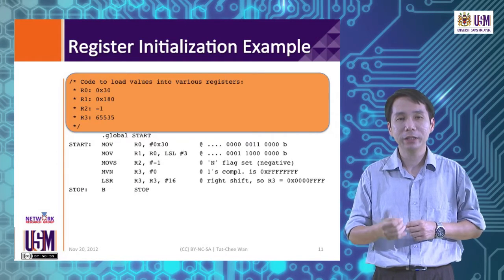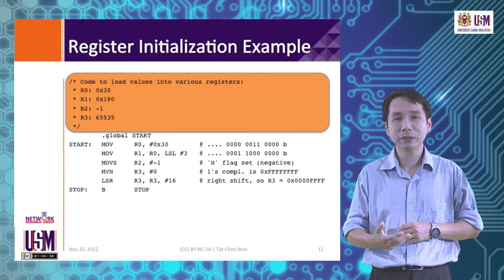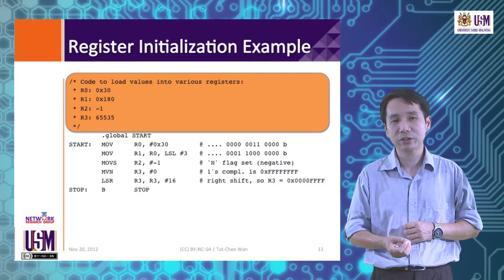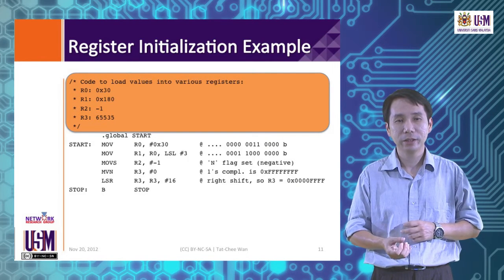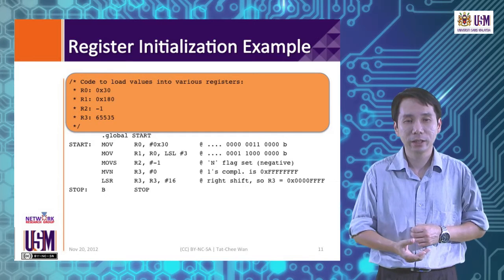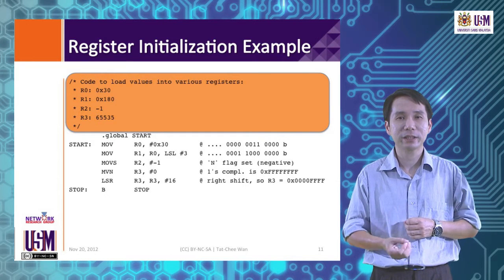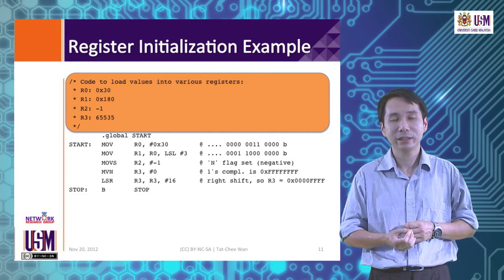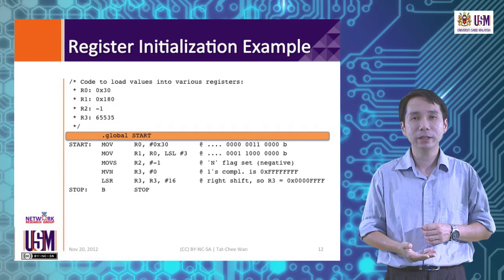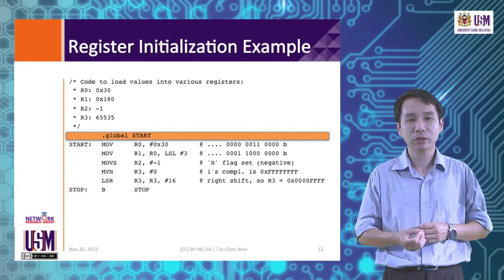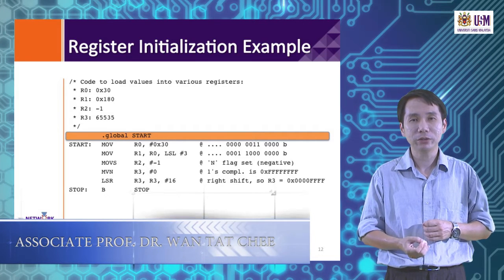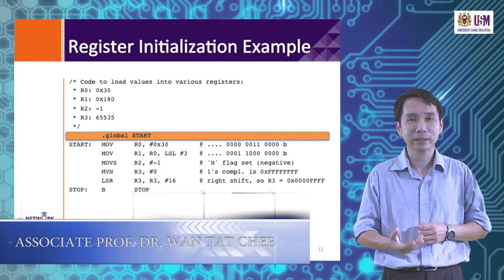Here we look at how we can implement a few simple initializations of registers. In this case, we are interested in initializing register 0 to 30 hex, register 1 to 180 hex, register 2 to -1, which is a signed value, and finally register 3 to 65535 decimal. First of all, we encounter the assembler directive .global. This defines the starting address for the entry point into the program, which in our case is start.